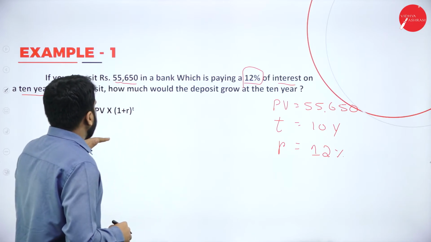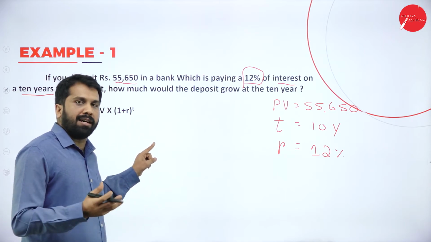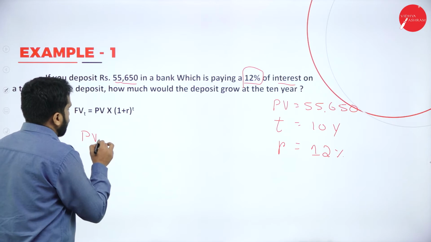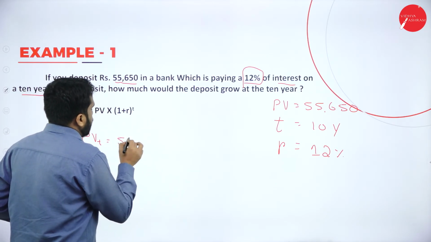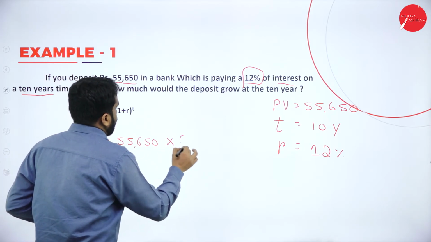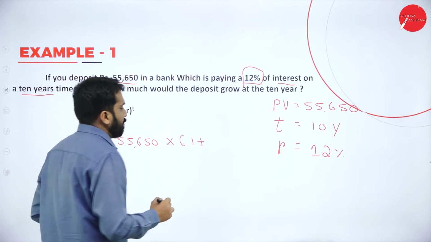Now, we'll simplify the formula. We have all the information. We have the formula. We'll simplify. Now, future value is equal to, what is the present value? 55,650 multiplied with 1 plus, what is the rate? Rate of interest is 12%.